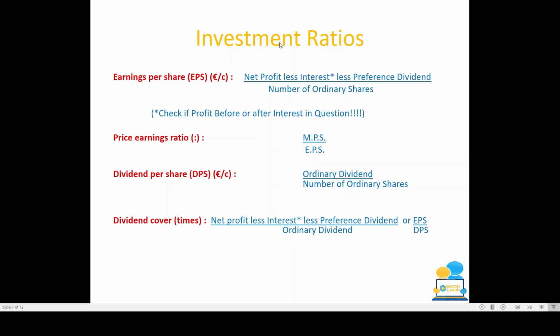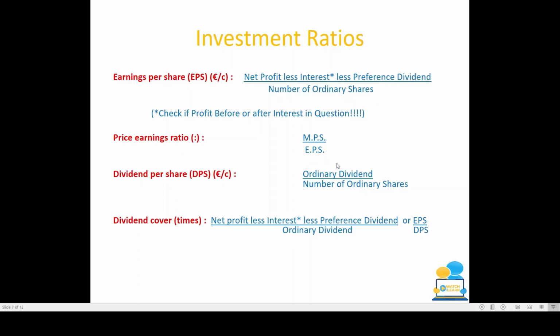And again, with the price earnings ratio, the market price per share is usually given to you, but the earnings per share you will have to work out, and that's a separate ratio. So really, if you're asked the price earnings ratio, you will have to work out earnings per share before you can do it. So you effectively have to work out two ratios.